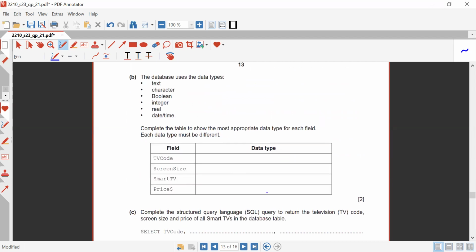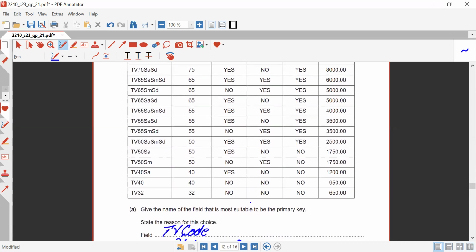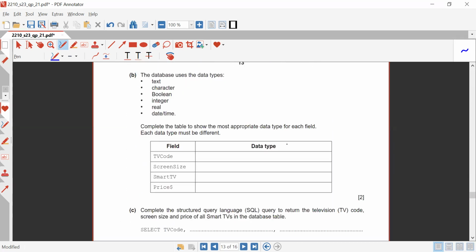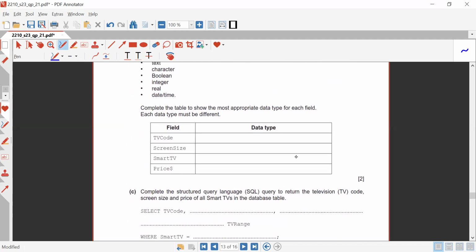Okay, for part B, they are saying the database uses the data types text, character, boolean, integer, real, date, and time. Now they are asking to complete the table to show the most appropriate data type for each field. Each data type must be different. So the TV code, first of all, do remember TV code was having both numbers and characters. So it will be text over here.